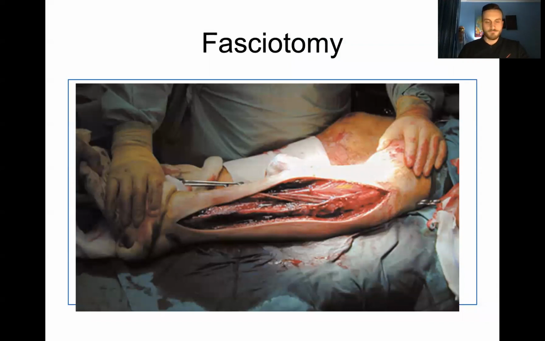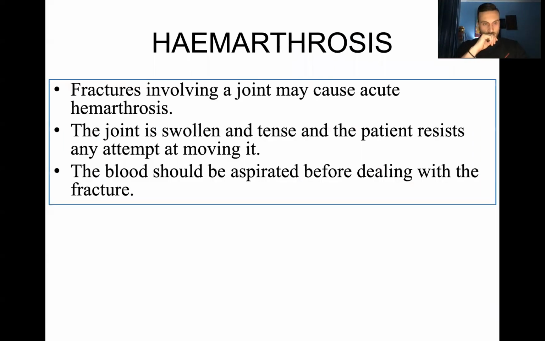What's the treatment? Surgery. Let's do fasciotomy. We open either 2 incisions or 1 incision. We open all the compartments. You see that it's very ugly surgery, but we have to save the limb. Okay, now we're done with the compartment syndrome.